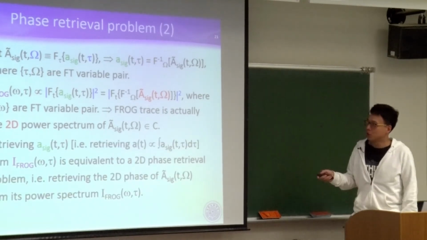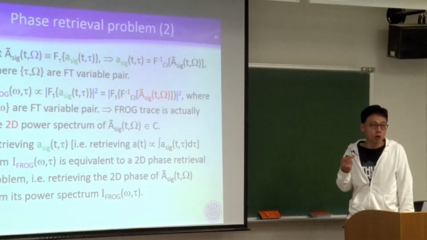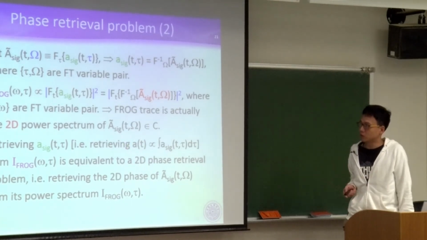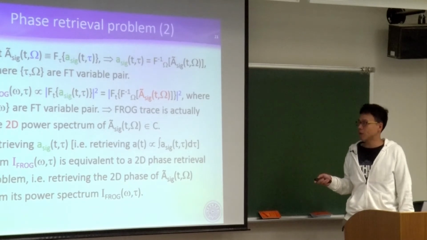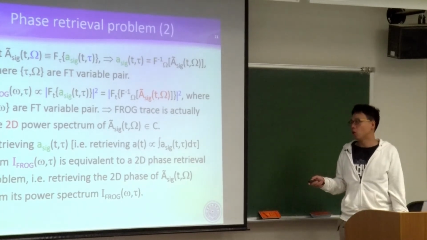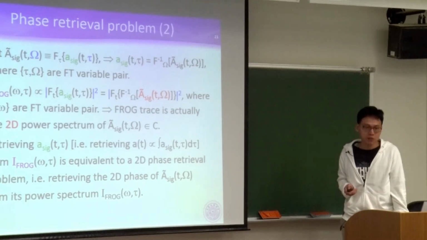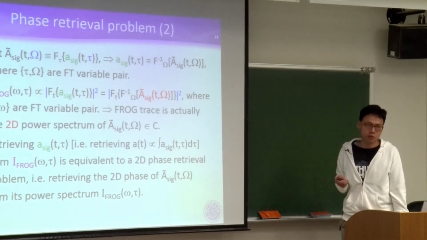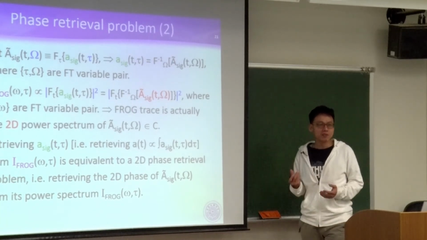Okay, so retrieving small a sub sig, actually it's equivalent to retrieving A of t, our original goal, signal field. From Frog trace is equivalent to a two-dimensional phase retrieval problem, or retrieving the two-dimensional phase of big A sub sig tilde from its power spectrum. 有 power spectrum, 我可不可以抓出 phase?